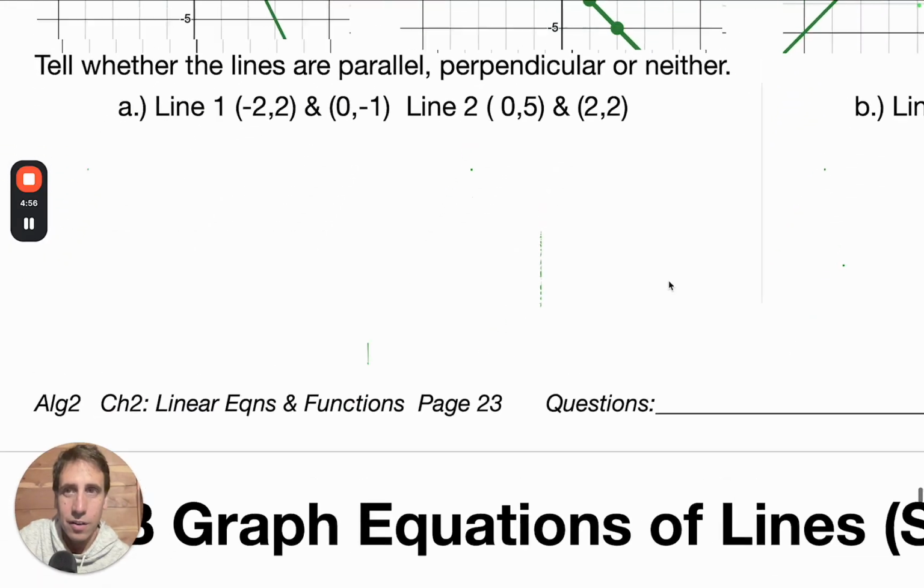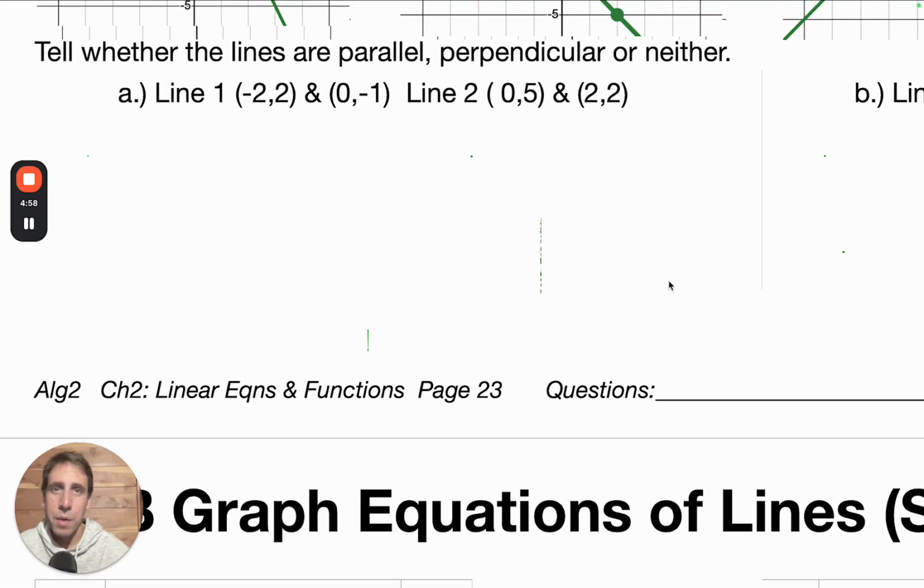All right, next, tell whether the lines are parallel, perpendicular, or neither. We've got one line which is defined by these 2 points, and then another line which is defined by these 2 points here. If we want to find out whether they're parallel, perpendicular, or neither, we have to look at their slopes. So let's take a look at line 1. What is the slope of line 1?